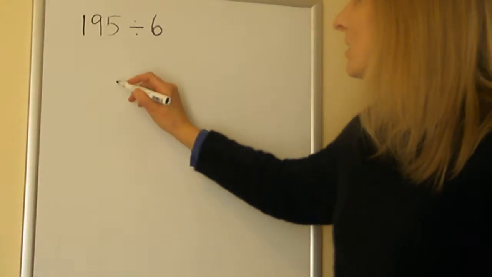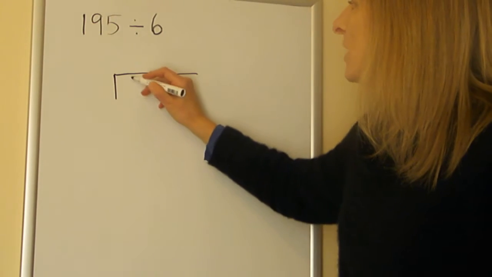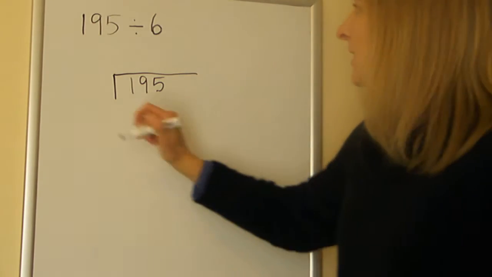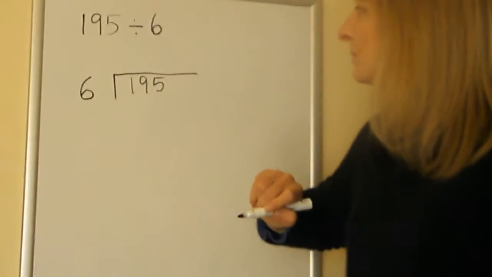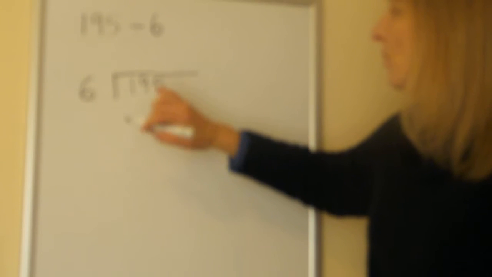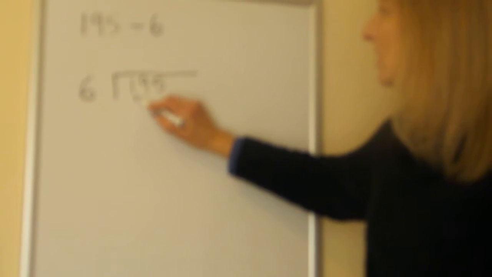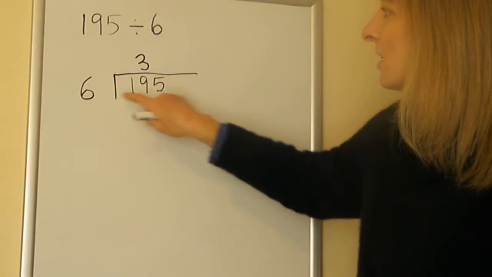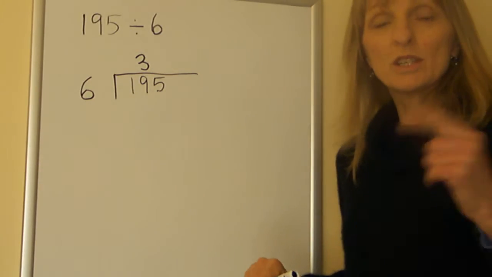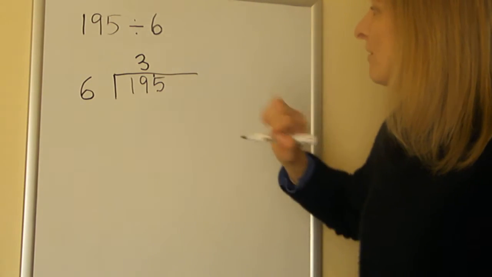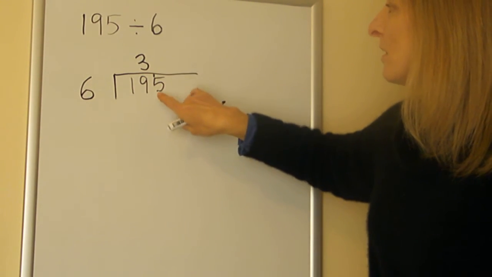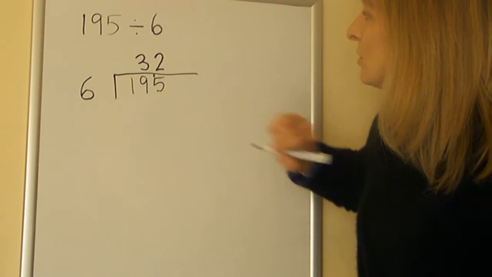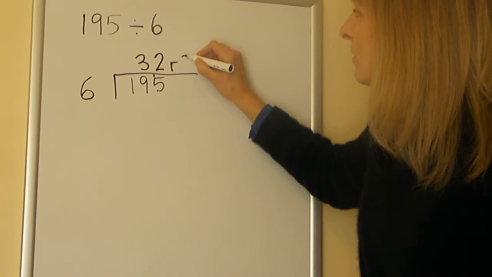So we're going to do it the manual way, and I'm going to imagine that I've got 195 lollies, let's say, and I'm going to share that amongst 6 people. I can't share one of the hundreds, so I'm going to look at 19 of the tens. 6 goes into 19 3 times, which is 18. There's 1 left over, so I'm going to carry that forward. My 1 of the 10s now means I've got 15 of the 1s. 6 goes into 15 twice, and 2 6s are 12, so I've got a remainder of 3.